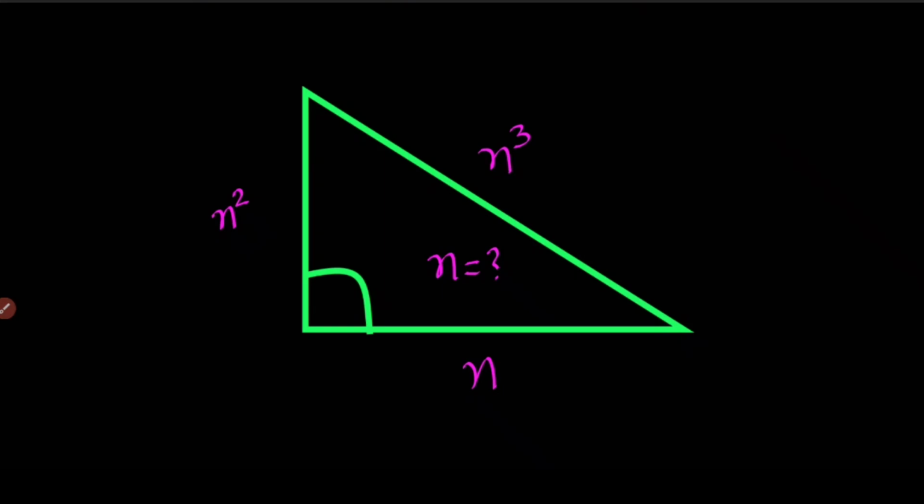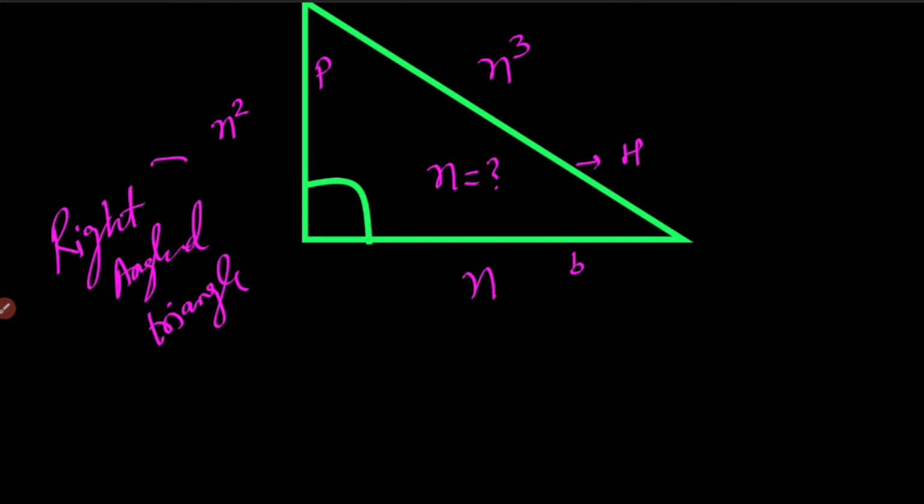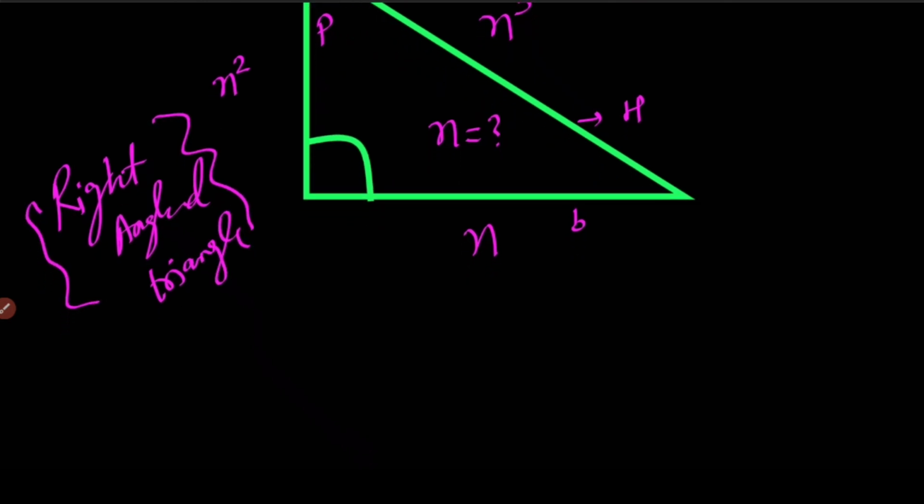Today we are going to solve this tricky triangular like equation. So here we are given a right angle triangle with perpendicular, base, and hypotenuse. This is a right angle triangle, so we are going to solve it for n.